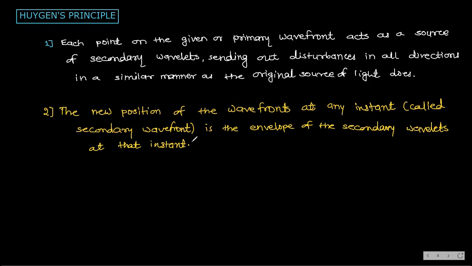Okay, clear, understood? Suppose I have taken this point source, which is already on the wavefront. This is the actual wavefront, right? I have taken this point, and around this point I draw another wavefront. Then this is the envelope of the secondary wavelets at that instant. This is Huygens' principle.